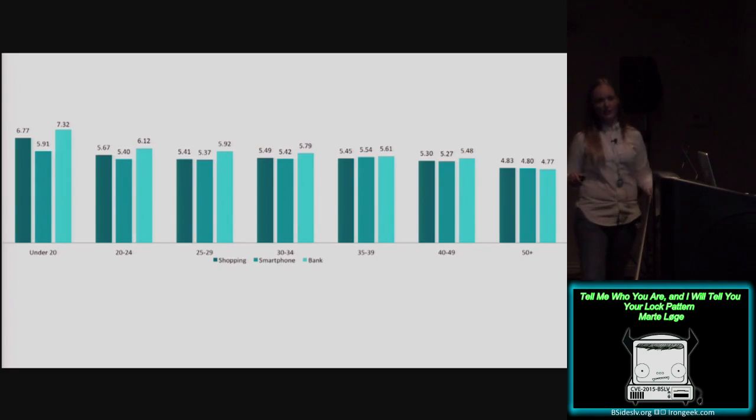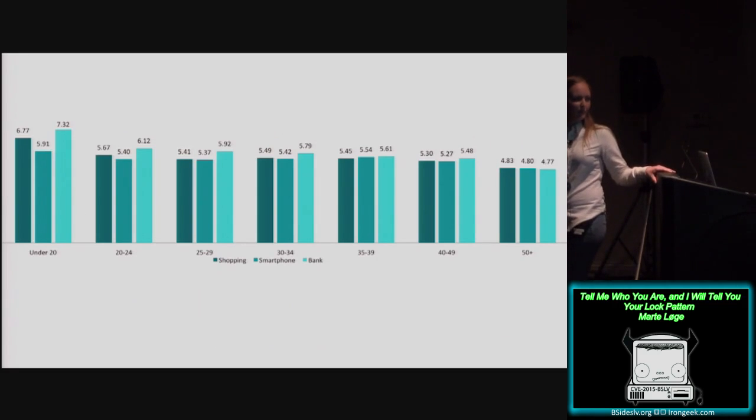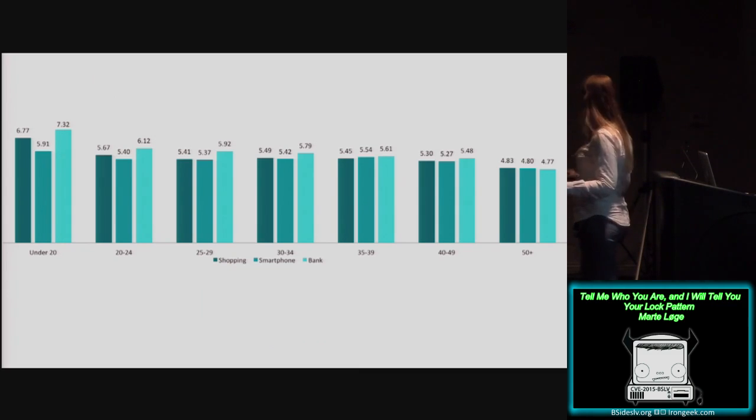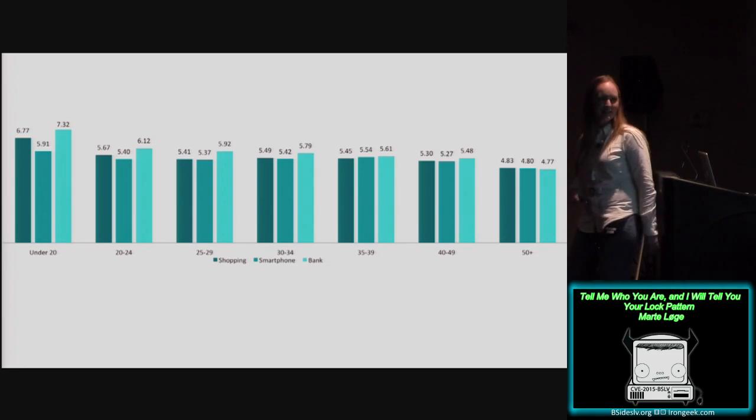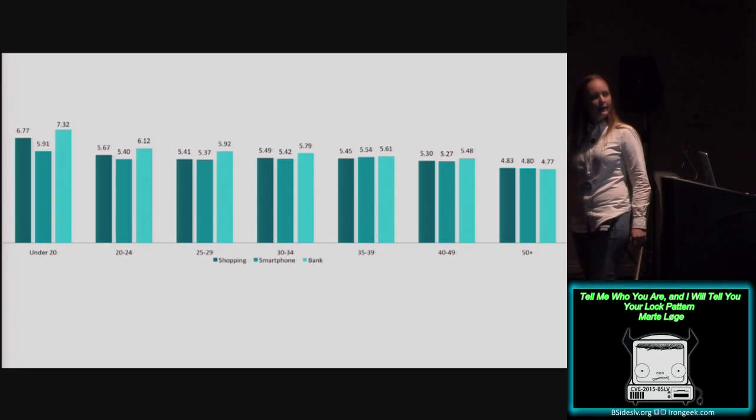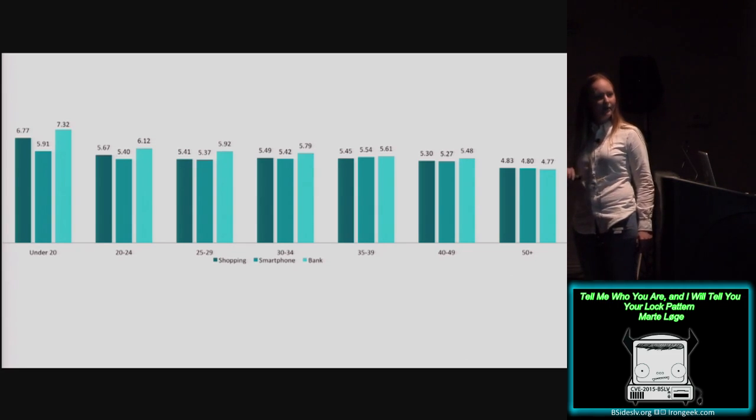Yeah, and just to recap, the age of people. So this is the average created pattern length, and I saw again a statistically significant difference between the patterns created by young people and older people, if I can say. So the graph is going, yeah.